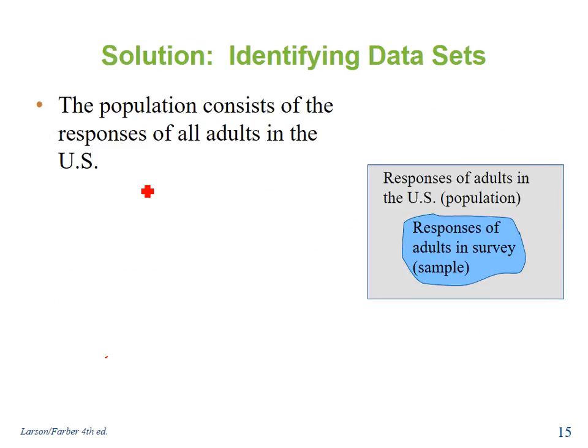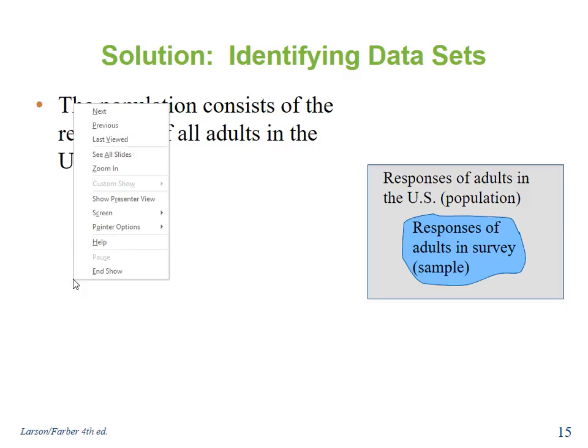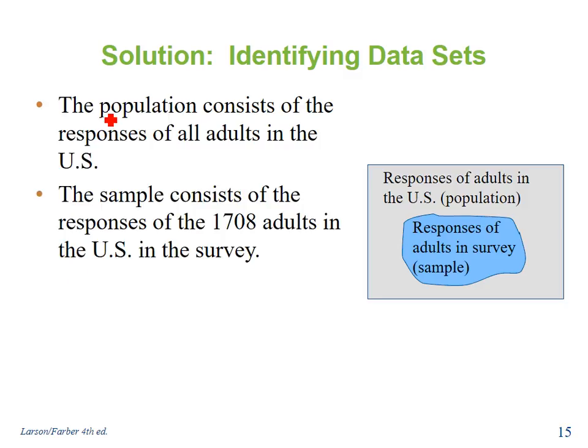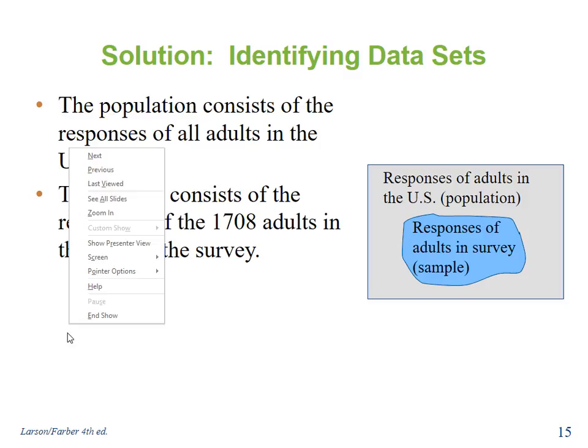All right, so the population is all the adults in the U.S., and the sample consists of 1,708.